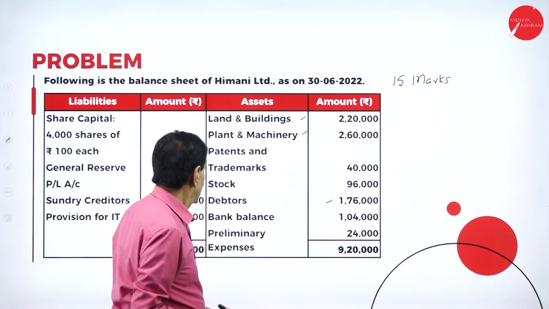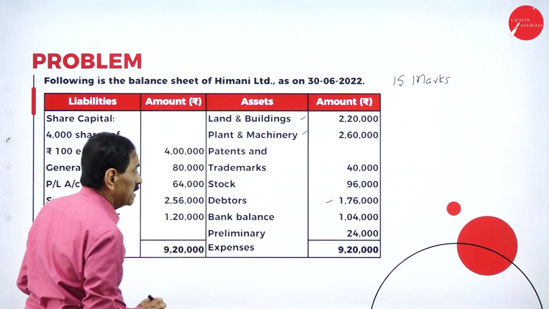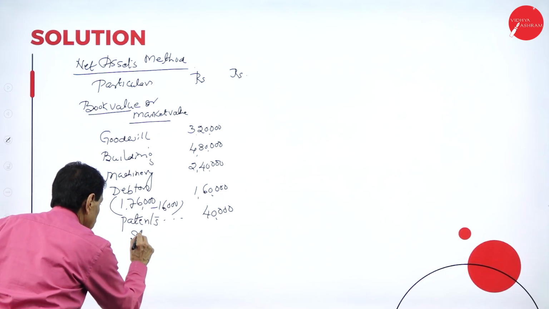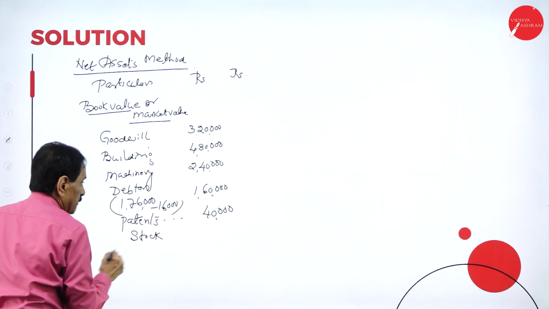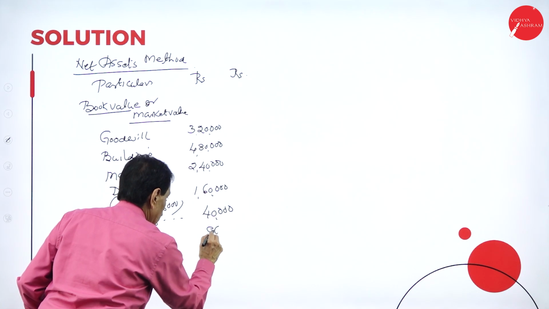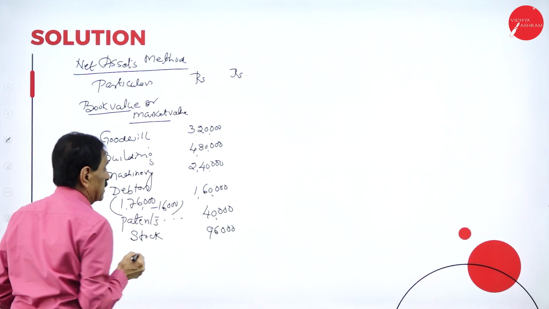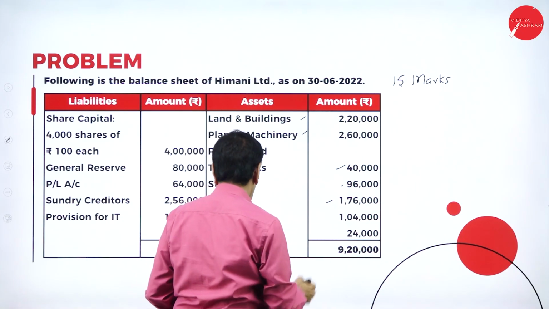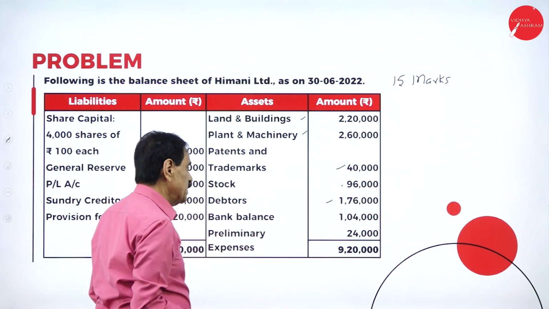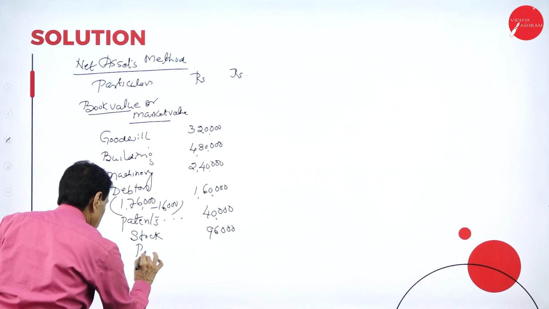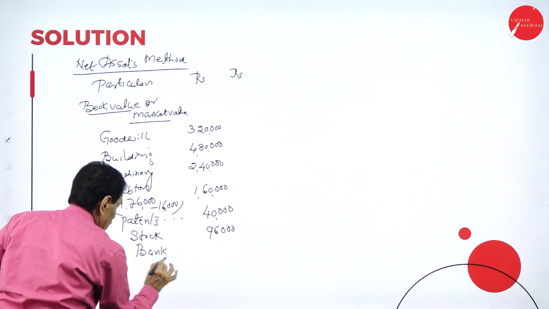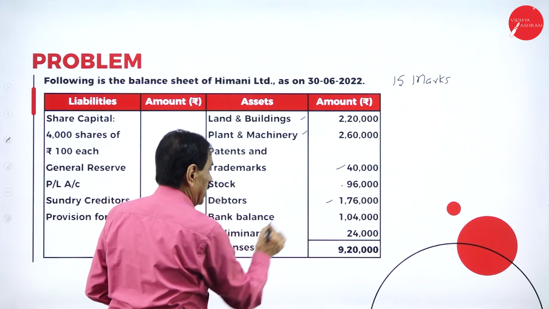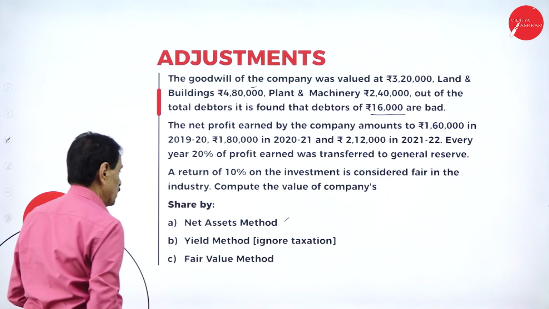What next? Stock, 96,000. This over. Debtor over. Then bank balance, cash at bank. It comes to 1,04,000. Don't take preliminary expense.